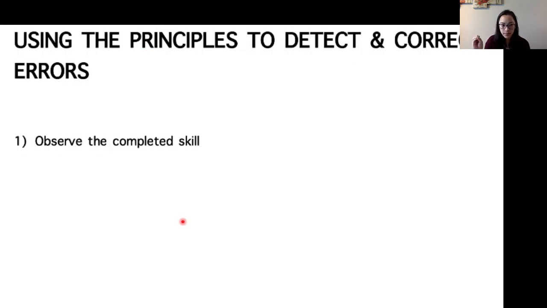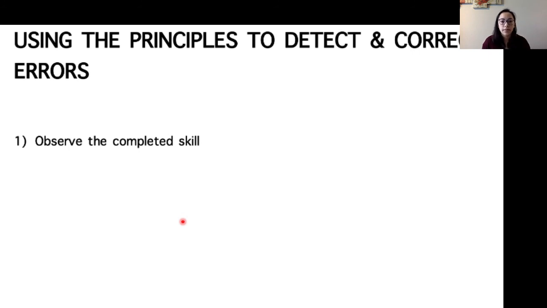Okay, to wrap up, once we have a better idea of how these physical principles govern how we move, we can actually use them to observe developmental progression of individuals across the lifespan. Particularly, we would use these principles to help detect and correct errors in unskilled individuals, but we surely can apply this to the entire lifespan.